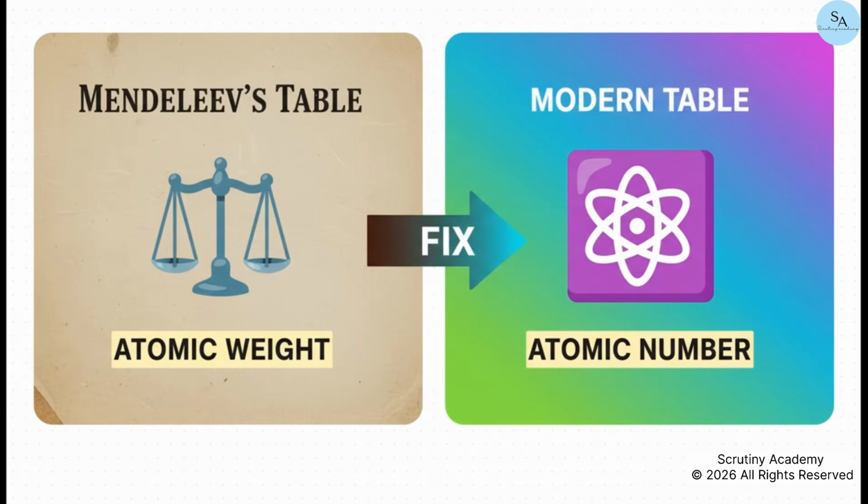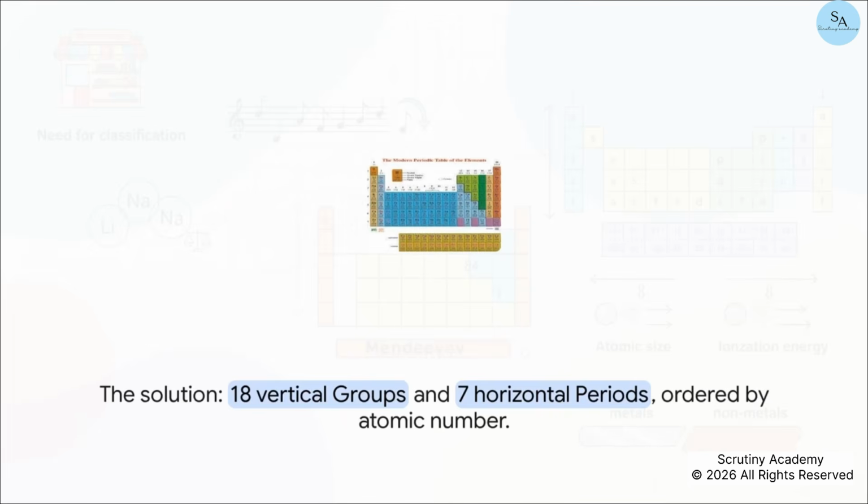Okay, so if there's one thing you take away from all this history, it's this. Mendeleev used atomic weight. The modern table uses atomic number. That single change, as you can see right here, fixed everything. All the old problems like that tellurium iodine issue just disappeared. And this is what we get, the modern periodic table, perfectly organized by atomic number.